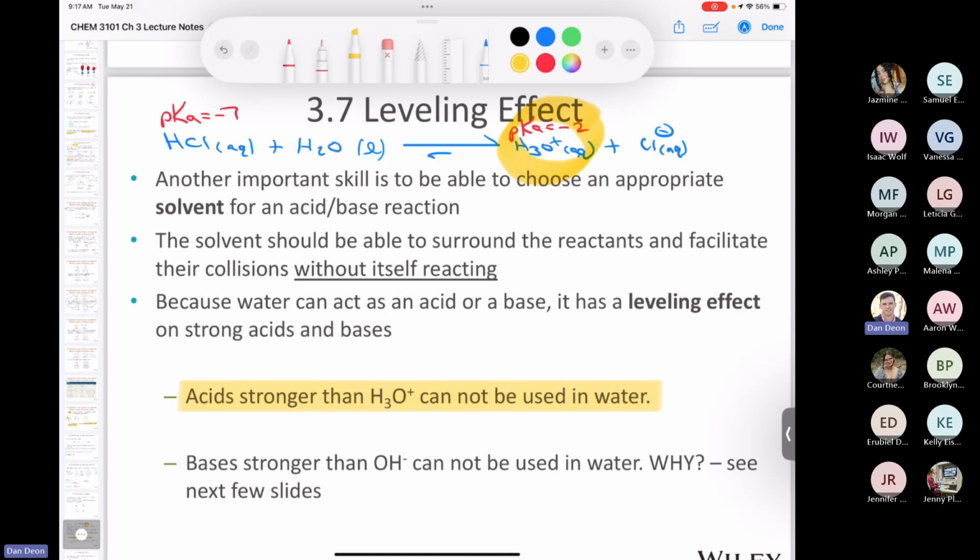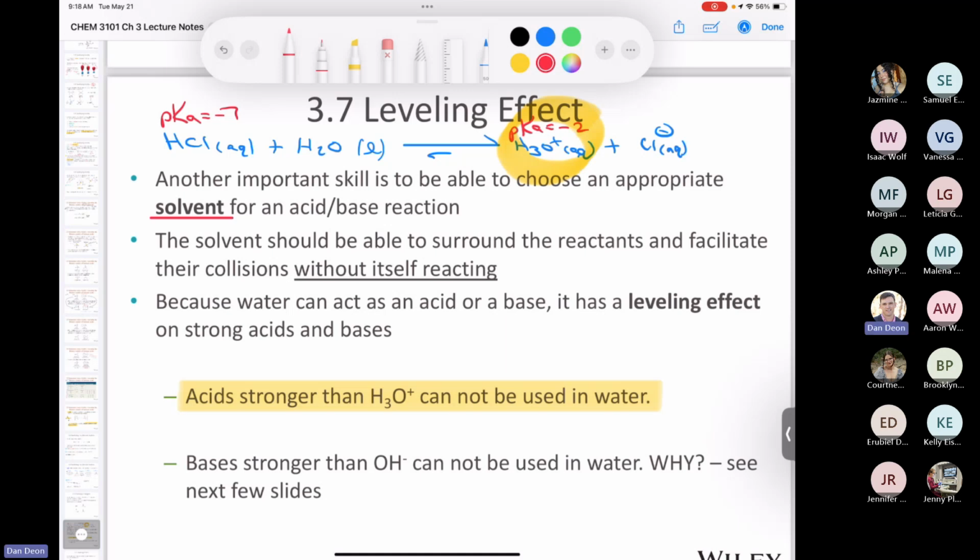So, why do we teach this section? It's because if you want to set up a reaction as an organic chemist, you have to know how to choose an appropriate solvent for your reaction. Do I do this reaction in water? Should I do this reaction in an ether? What do I stir my reaction around in? The solvent should be able to surround the reactants, allow the reactants to collide with each other, but not react with the reagents, right? You want the solvent to just sit there and act as a vehicle to allow the reagents to collide.